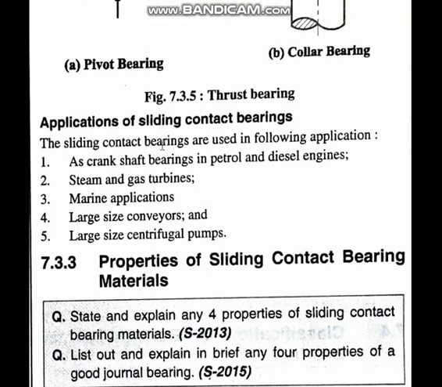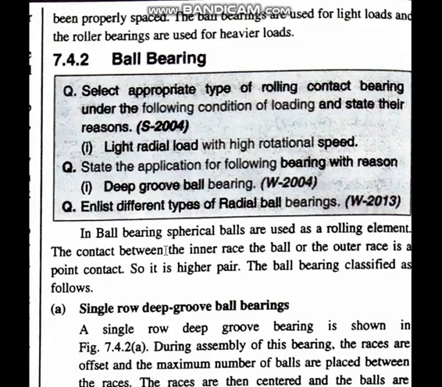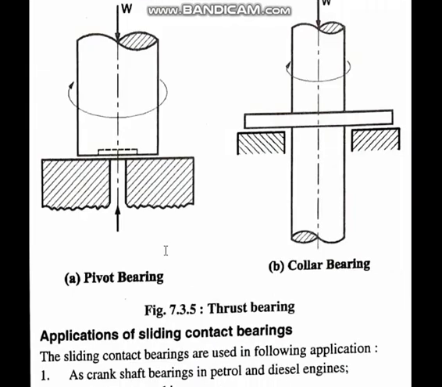Applications of sliding contact bearings. Sliding contact bearings are used in the following cases: as a crankshaft bearing in petrol and diesel engines. Crankshaft bearings, yeah, the crankshaft is to be supported. So there, the sliding contact bearings. Okay, steam and gas turbines, marine applications, large size conveyors, and fuel pumps. These are some of the things that they use.